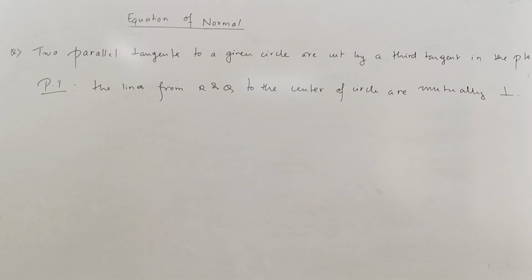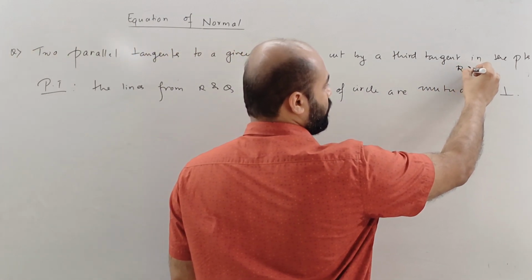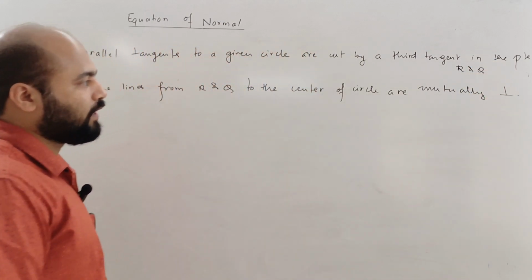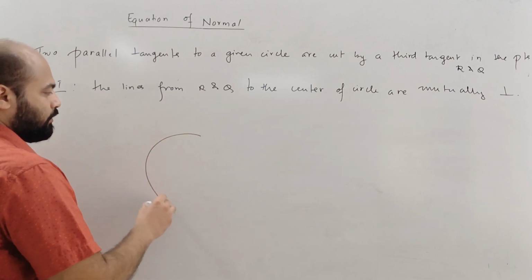So now we have another equation which says that two parallel tangents to a given circle are cut by a third tangent in the points R and Q. Prove that the lines from R and Q to the center of the circle are mutually perpendicular. So let's understand how the situation is.